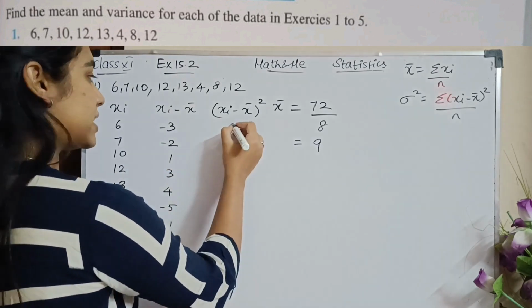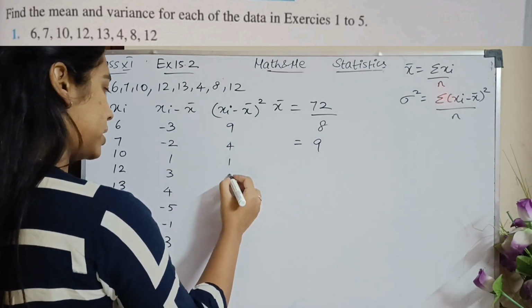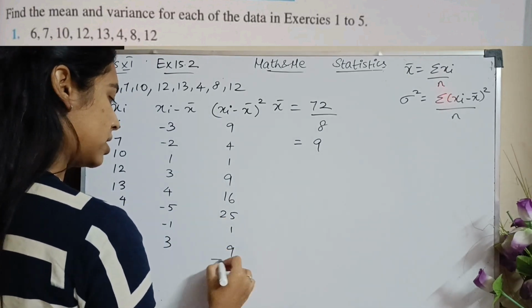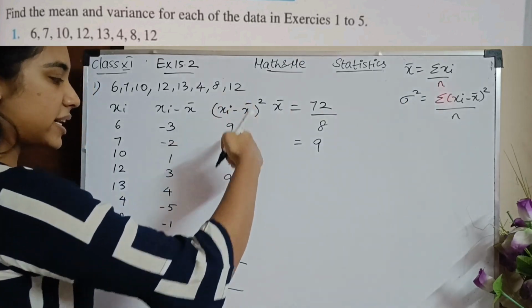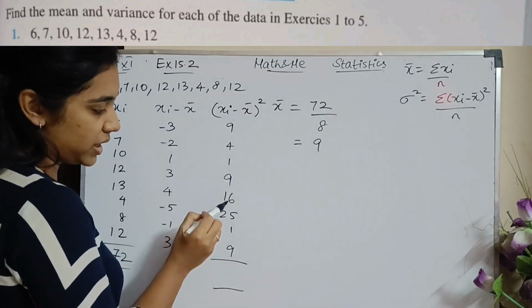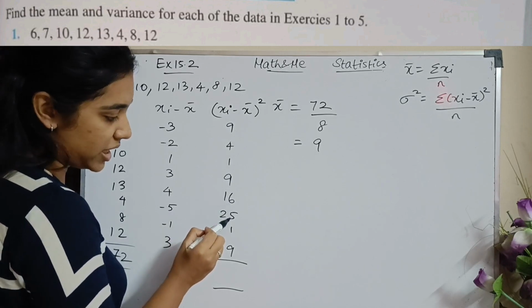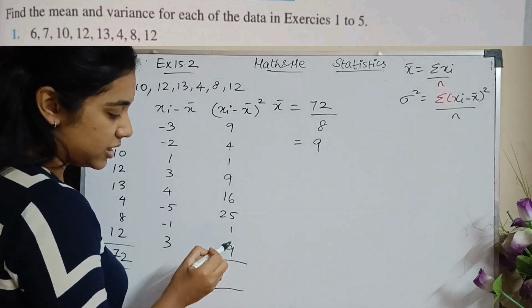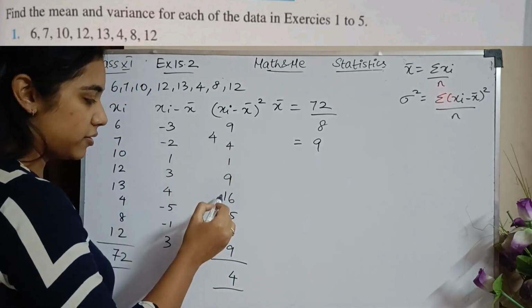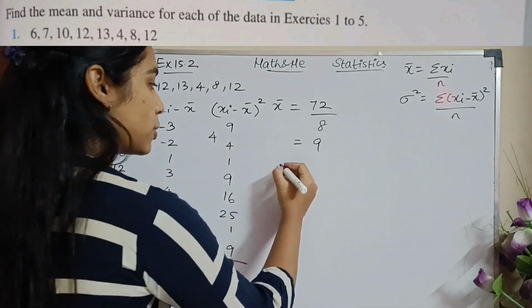For the squares, 3 3s are 9. 4, 1, 9, 16, 25, 1 and 9. So, let's add these. Correct? For my variance, I need to add all of these. So, 9 plus 4, 13, 14. 14 plus 9, 23. 23 plus 6 is 29. 29 plus 5, 34. 35. 35 plus 9 is 44. 4 carry over. 4, 5, 6, 7. So, 74.